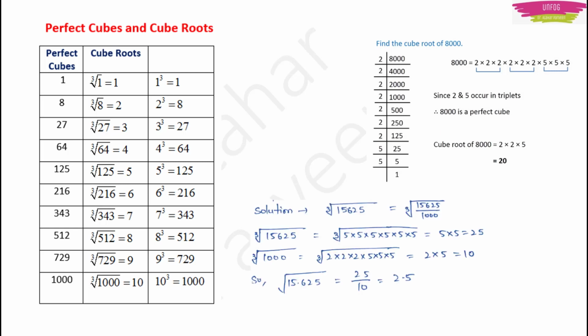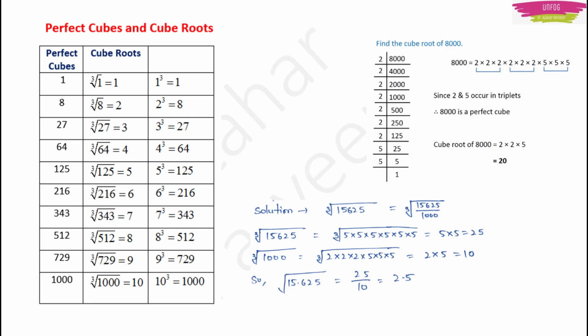In case you are getting a decimal number, what do you do? If it is a whole number, you will find the cube root easily. If it is a decimal number, see, for example, if I am getting 15.625 here, I remove the decimal from the numerator and put zeros in the denominator. This is how you convert a decimal number into a fraction, right?